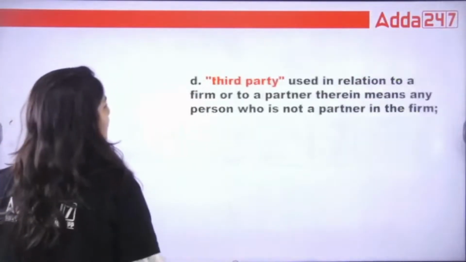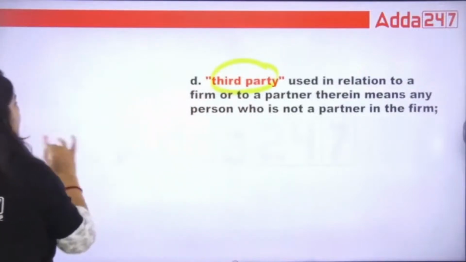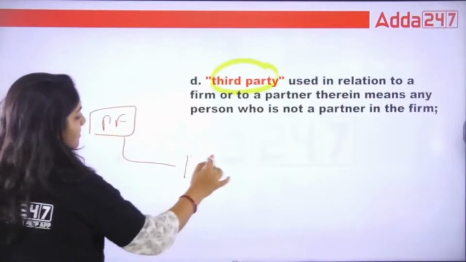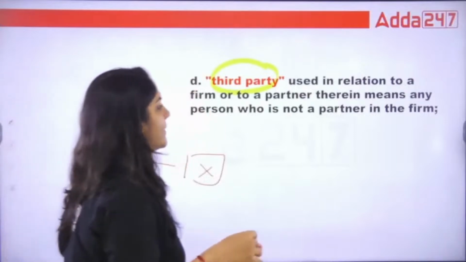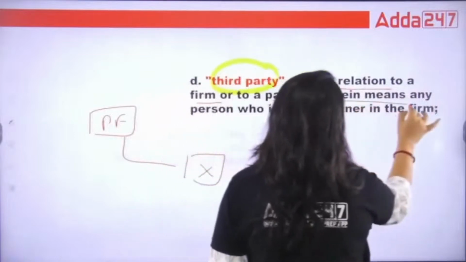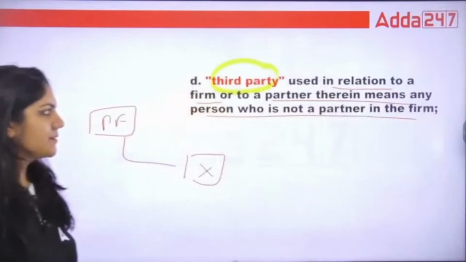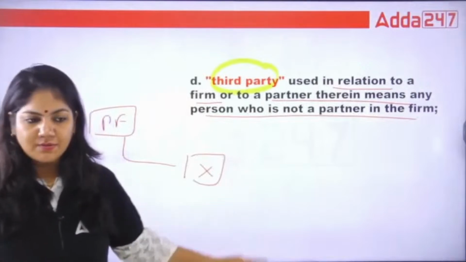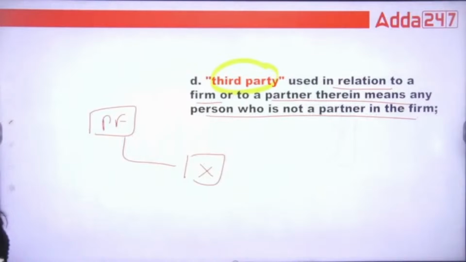Now, what is a third party? Suppose a partnership firm does business with party X. This X is called a third party. The term third party, used in relation to a firm or to the partners therein, means any person who is not a partner in the firm. That's it. A third party is not a partner.